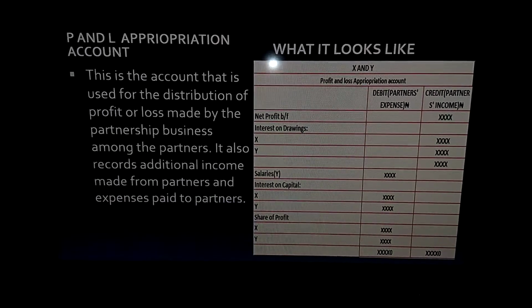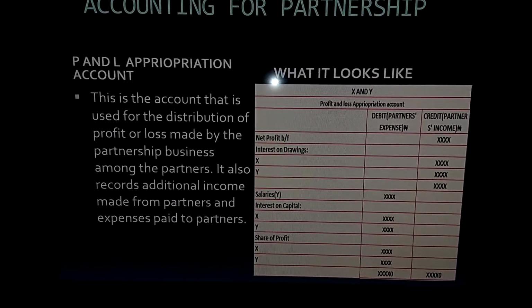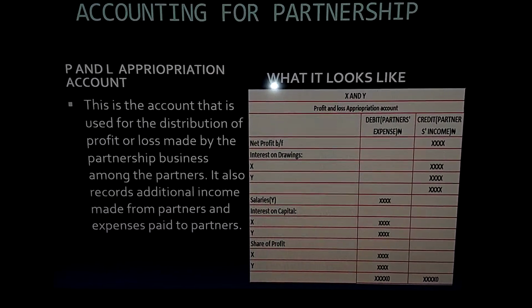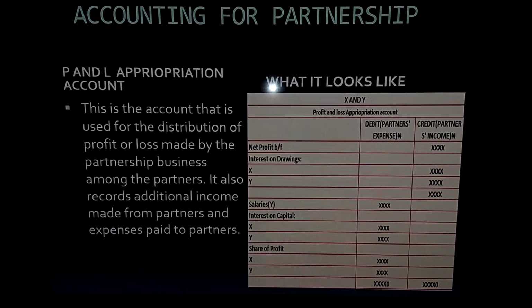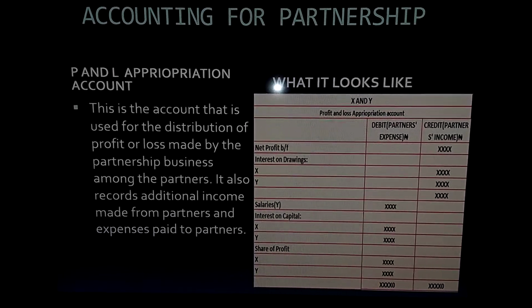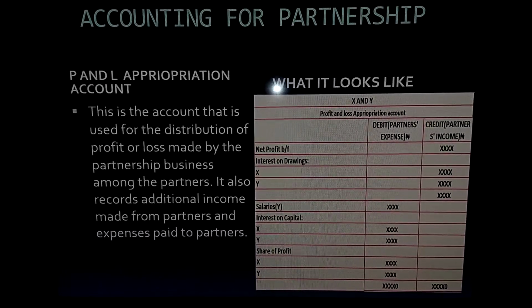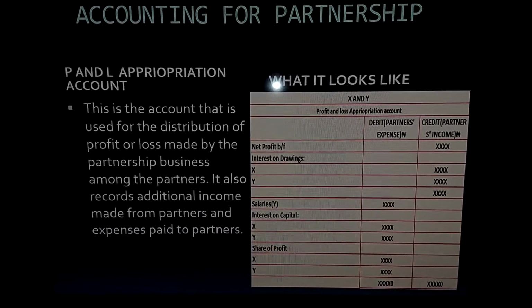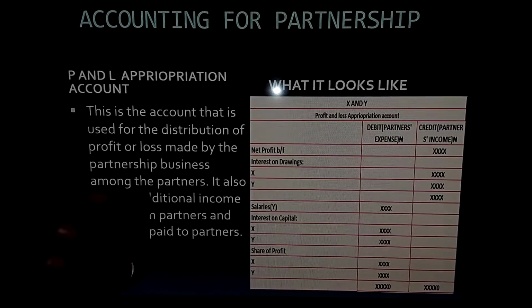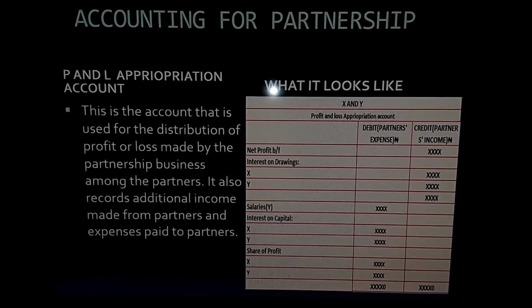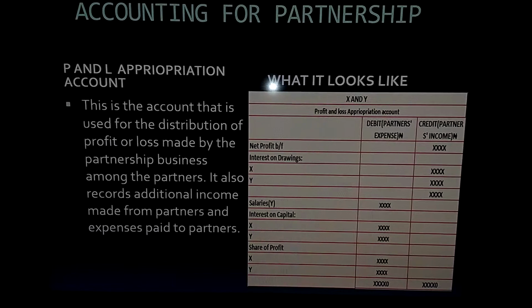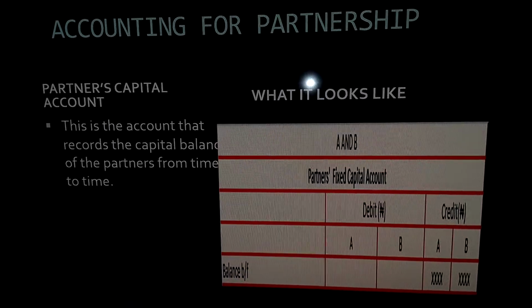So basically, what you're doing is get the income that the partners have to be shared, add any other income that the partners have made among themselves, and then take out whatever expense they have agreed to pay to each partner. Whatever is remaining, you share it among the partners based on the ratio that has been agreed.